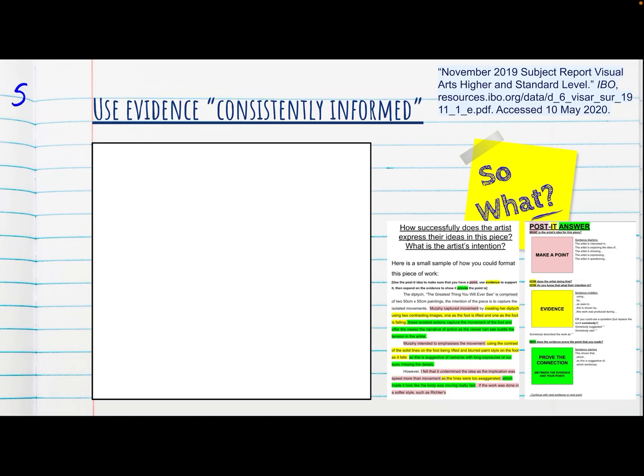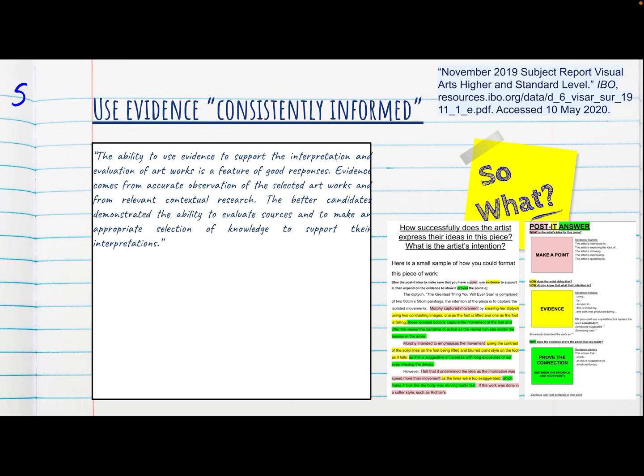So advice number 5 is use evidence to be consistently informed. Ask yourself, when you use a quote, so what? The artist said this, so what? Make sure that you are supporting your interpretation with evidence and evaluation of artwork. That's features of good responses.